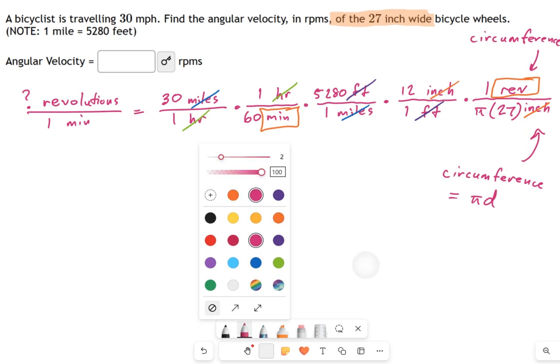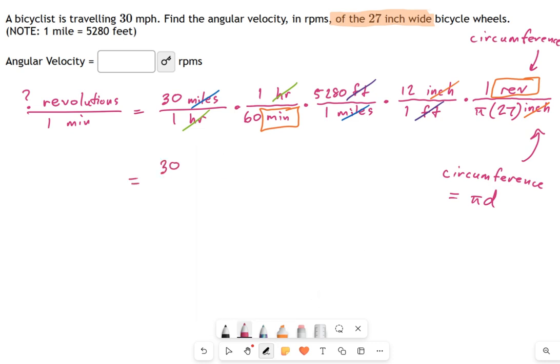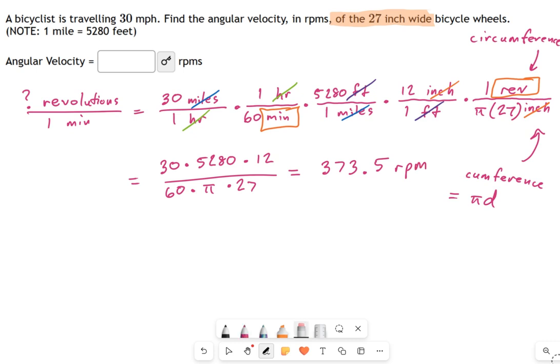This one's kind of lengthy, so I'm going to show you how these calculations work out. On top is 30 times 5,280 times 12. I think that's everything from on top. And on the bottom, I have 60 times pi times 27. When you actually run through the calculations, you might want to do the top first by itself and the bottom by itself, so you don't mess up some kind of parentheses thing. Check that you're getting the same thing as my calculator shows me, which is 373.5 RPMs. That's what I've got for this bike in terms of revolutions per minute on those wheels.